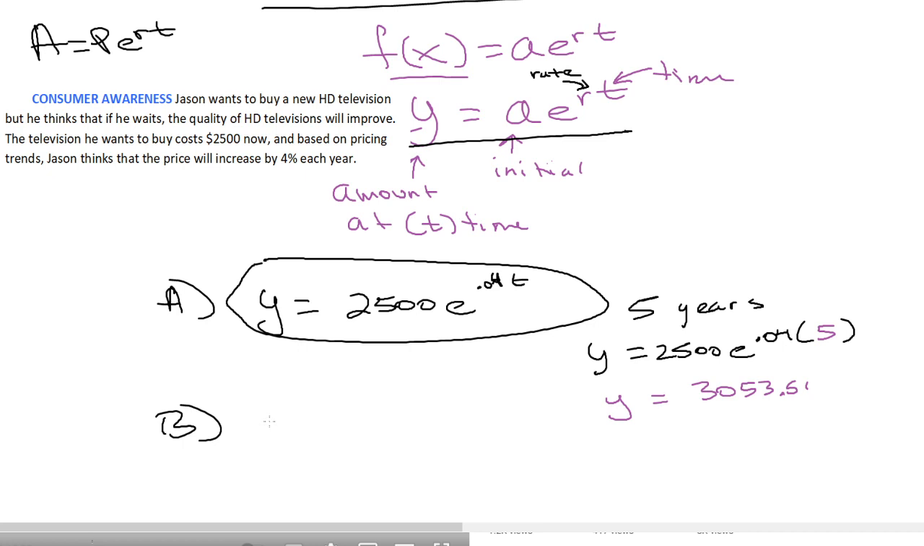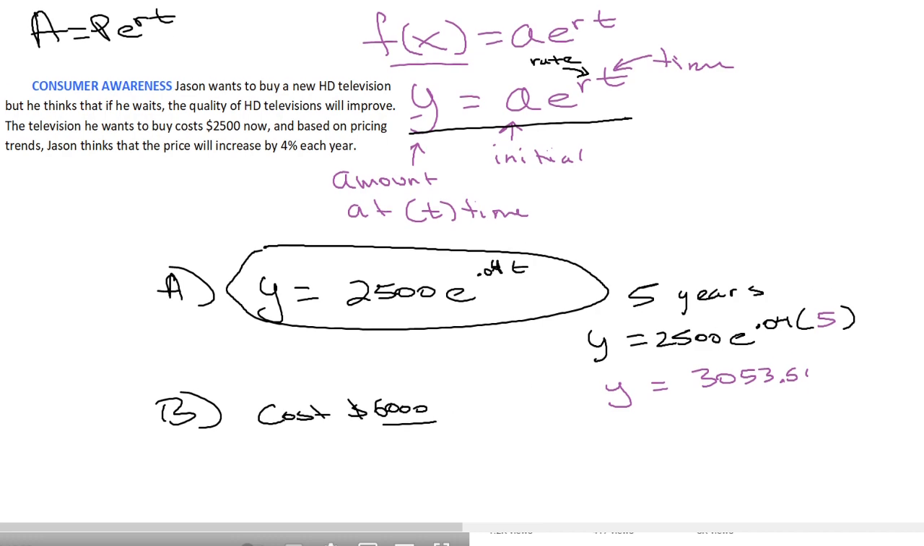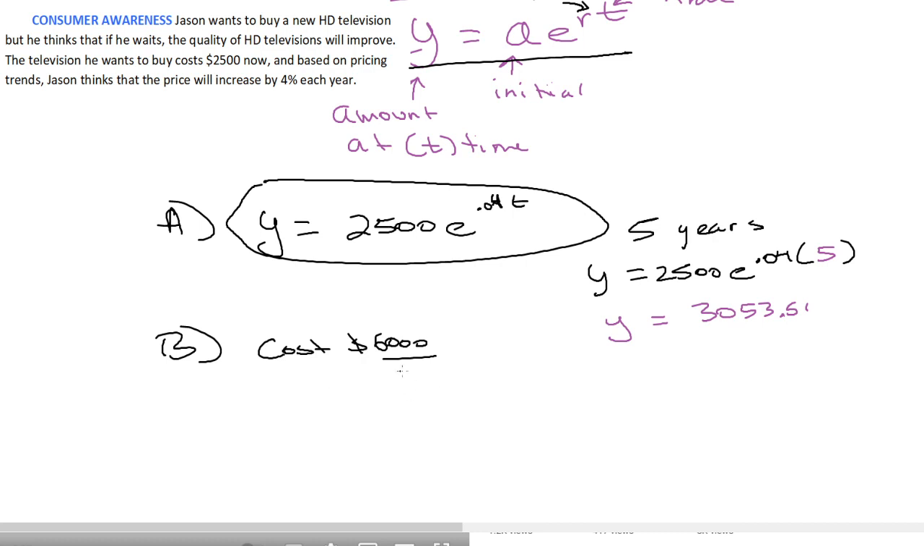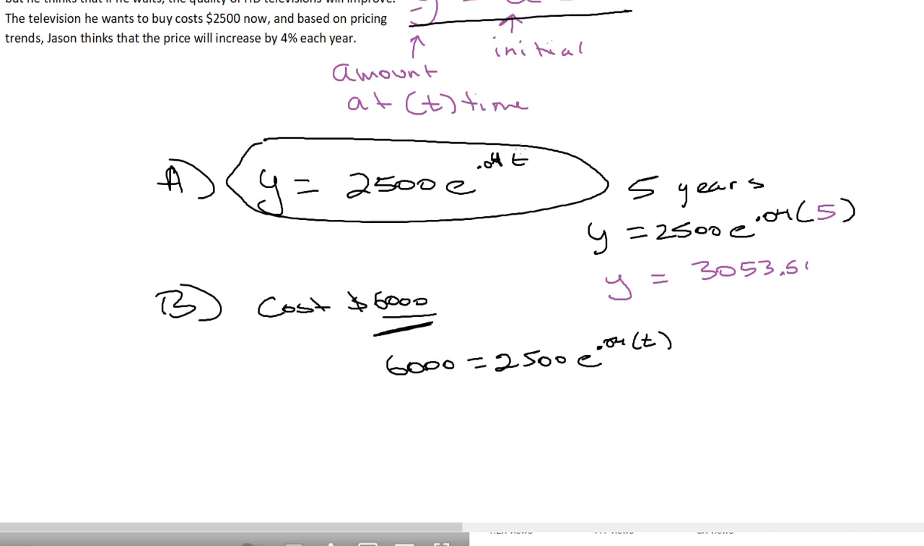All right. Another question could be, when will this TV cost, let's say, $6,000? So now I'm actually looking for the time. I'm looking for t. Same idea. So this is going to be my y right now. 6,000 equals the initial amount, $2,500 times e to the rt. Well, we know what the r is, and I am looking for t. So the way I do this is I divide everything by 2,500. When I divide that on the left side, I get about 2.4 equals e to the 0.04t.